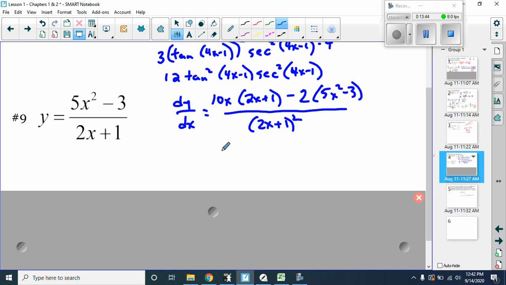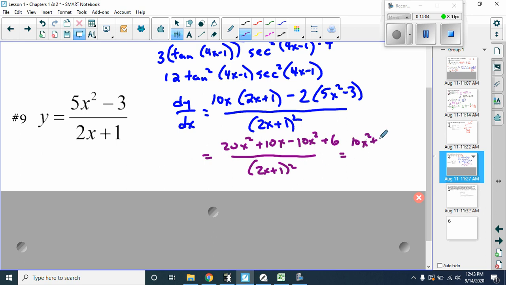Distribute and combine like terms on the top, and you're there. So we've got 20x squared plus 10x minus 10x squared plus 6. Quick quotient rule review.